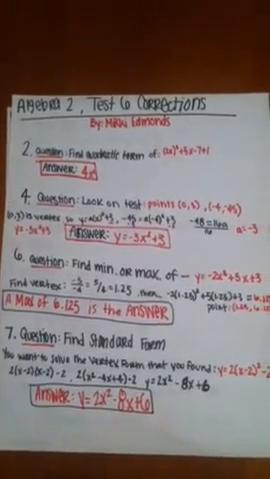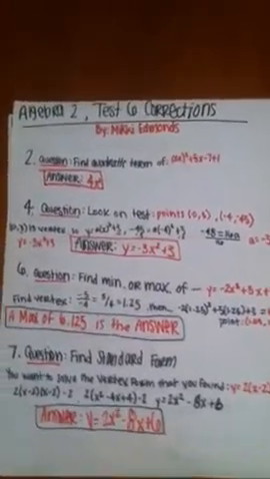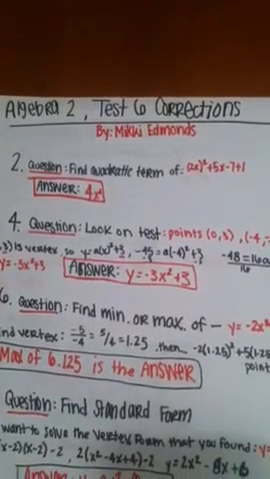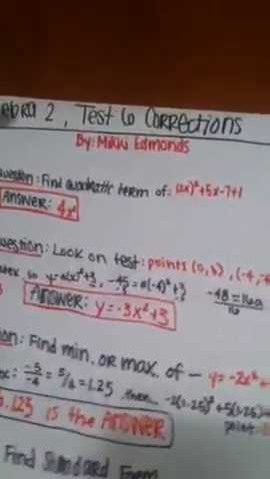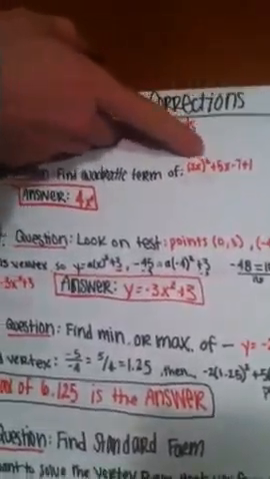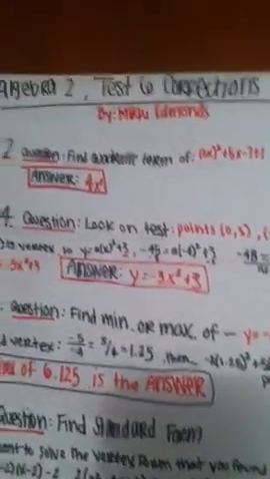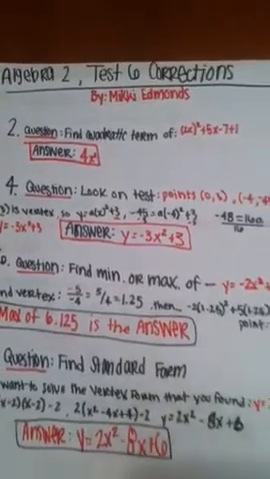These are my test 6 corrections. The first question I got wrong is number 2, and I just forgot to square 2x, so I just put 2x squared instead of 4x squared, so the answer would be 4x squared.